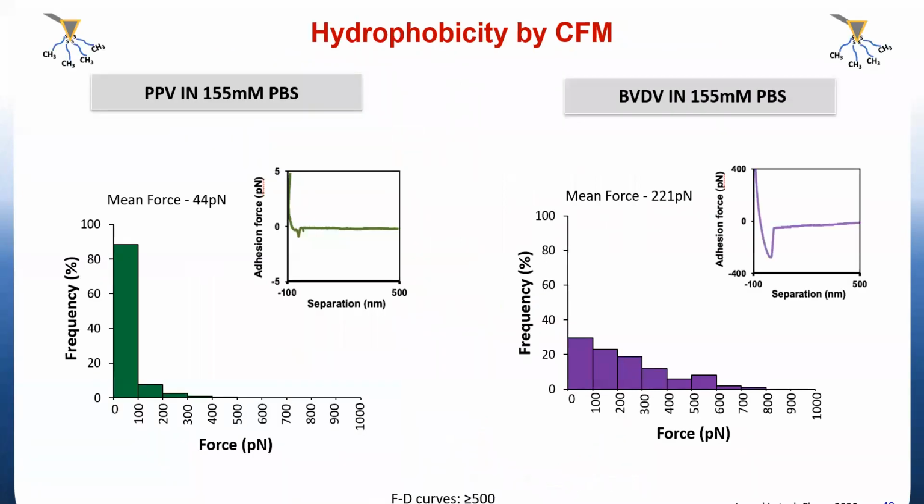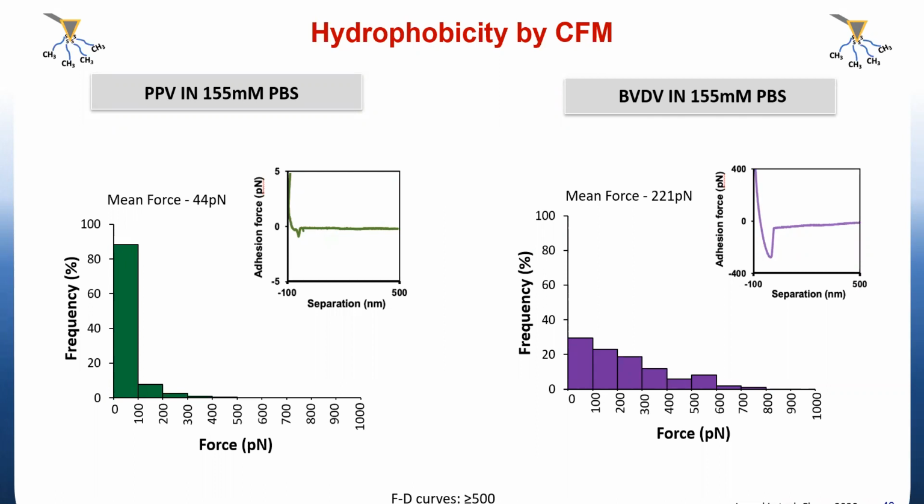For the hydrophobicity measurement for PPV and BVDV, we started out by probing the hydrophobicity in phosphate buffered saline of 150 millimolar salt. And this is because this is the standard salt concentration for most biological experiments. From the CFM, we obtained adhesion force versus separation curves, which I have examples on here. And the adhesion force just measures the force between the CFM probe and the sample, and the separation represents the distance traveled by the CFM probe to interact with the surface of the sample, which is the virus, and back to its starting position. And of these adhesion versus separation curves, we obtained about 500 of them and analyzed them to obtain frequency and force plots.